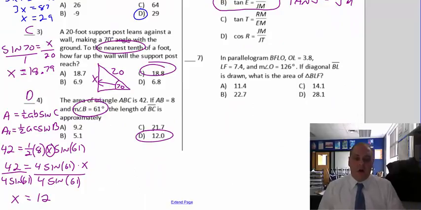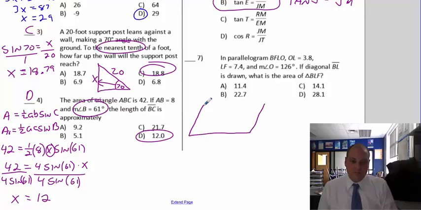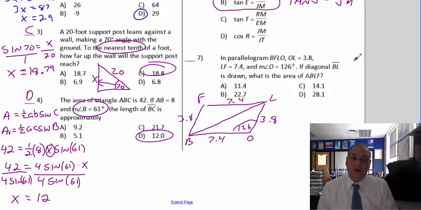In parallelogram BFLO, let me draw this out. Now O is the 126, so I want to make that O. So I'm going to go BF. You got to go in order when you label. BFLO. OL is 3.8. And then LF is 7.4. But you know, if that's 7.4, this must be 7.4. And obviously this is 3.8. All right, so I could make two triangles from a parallelogram because I know how to find area of a triangle. Actually, that's what I want to find. I want to find area of triangle BLF. That's this triangle right here.